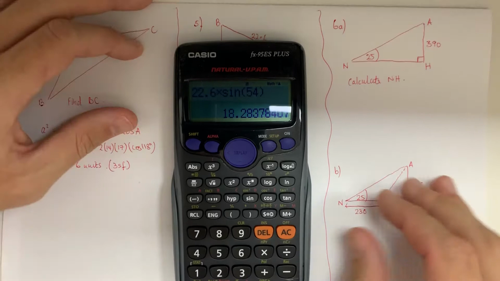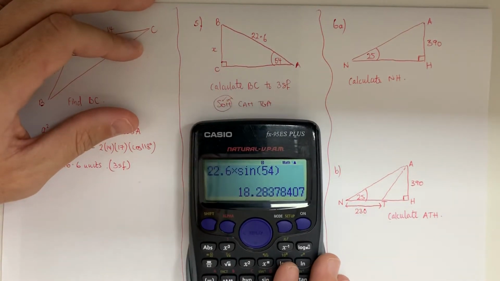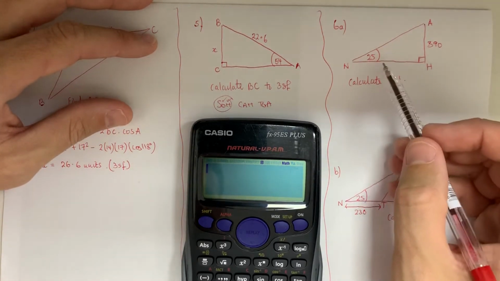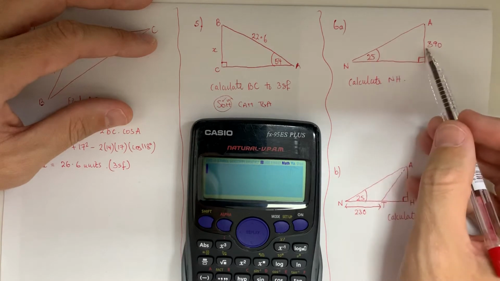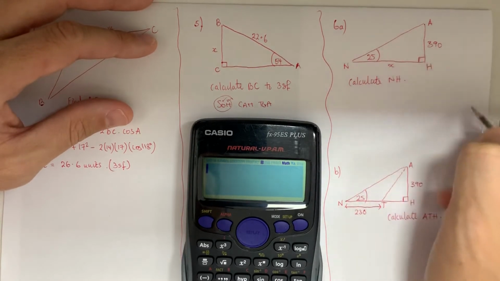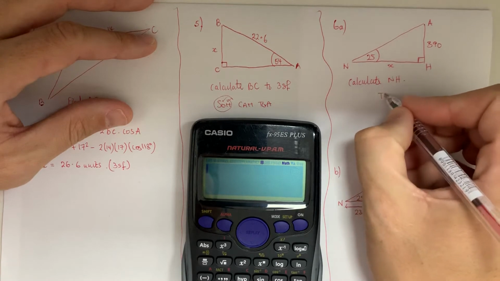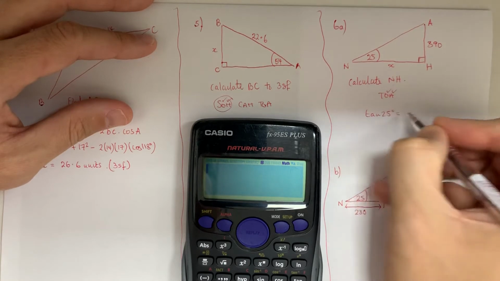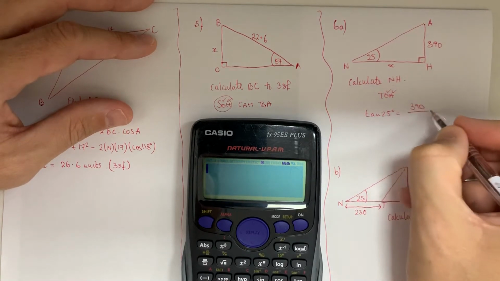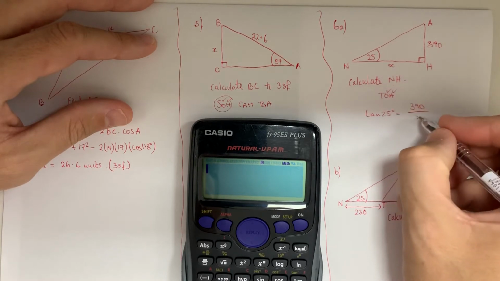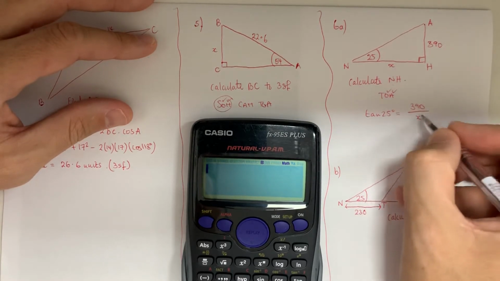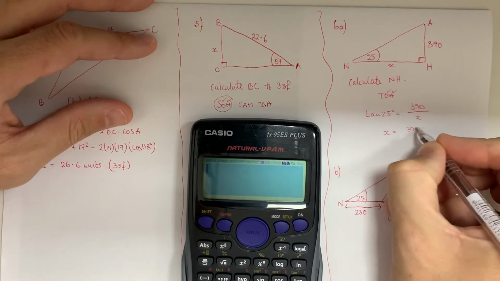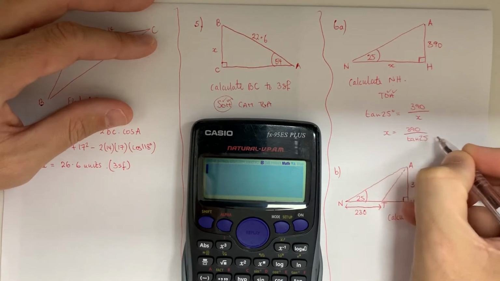Okay, on to question 6. Question 6 was a 2-parter. Question A was nice and easy. It asked me to find NH. I've got an opposite and NH is the adjacent. So the adjacent is X, which is TOA, opposite and adjacent. So tan of the angle 25 is equal to the opposite 390 divided by the adjacent X. Now the unknown is on the bottom, so that means I need to divide. So X is equal to 390 divided by tan 25.